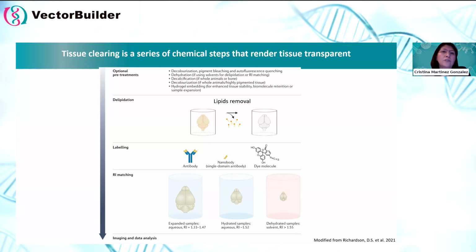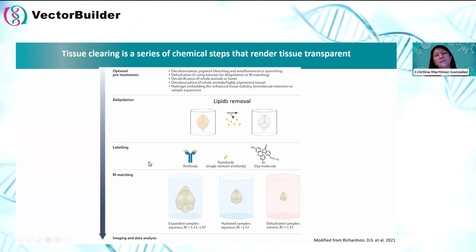Rehydration: most of the dehydration happens with solvents in one way, or for water-based, you rehydrate with urea or sucrose. Sometimes you can decalcify the tissue if you want a clear bone. And finally, this is the part that matters the most: lipid removal. You can remove your lipids with soap, with solvents, with electrical currents, with many ways. But removing the lipids is the most important part.